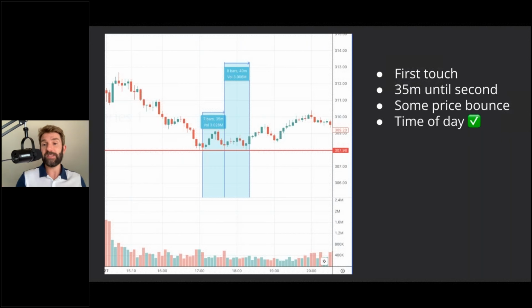And so for me, big tick in the box here. Hey, we're extended, we're at the level, we've had that significant 35 minutes until the second touch. I want to see that. I want to see some strength. The boxes are being ticked now. This is interesting to me. This is something that's really floating my boat.